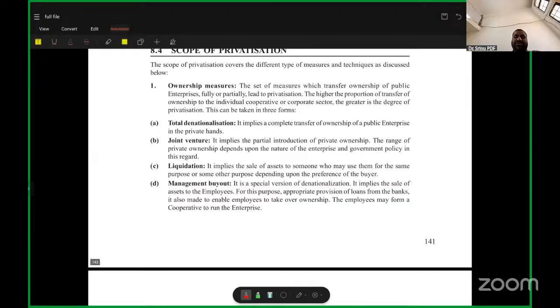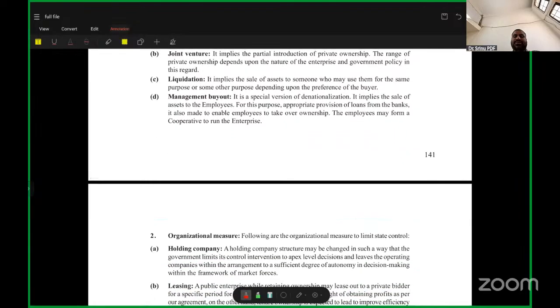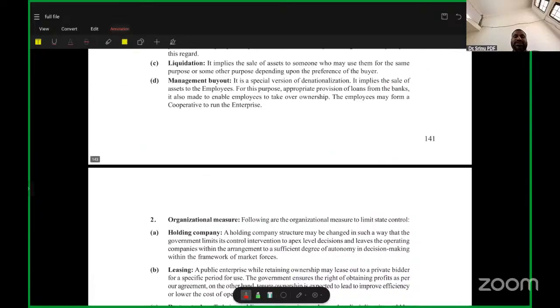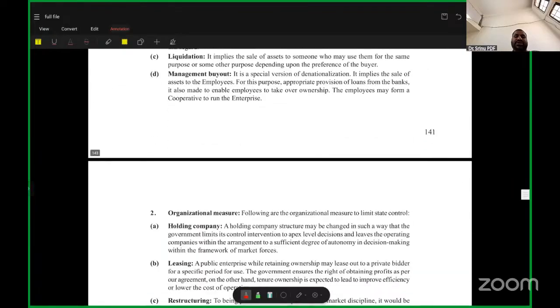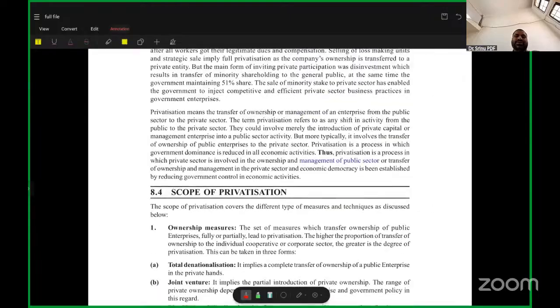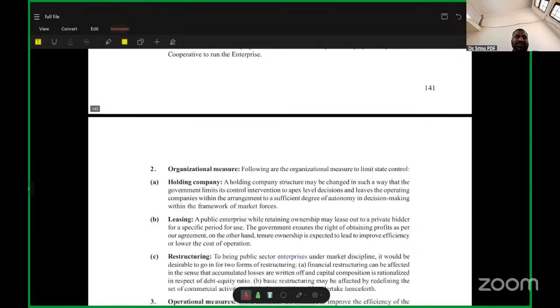Liquidation, management buyouts. So what are management buyouts? A special version of denationalization. It implies the sale of assets to the employees. For this purpose, appropriate privatization loans from the banks are also made to enable employees to take over the ownership. Next, organizational measures. So the first one is ownership measures, the second one is organizational measures: holding company and leasing, restructuring, operational measures. So these are the scope of privatization. We classify the scope into 2 measures, that is, the ownership side and the organizational side.